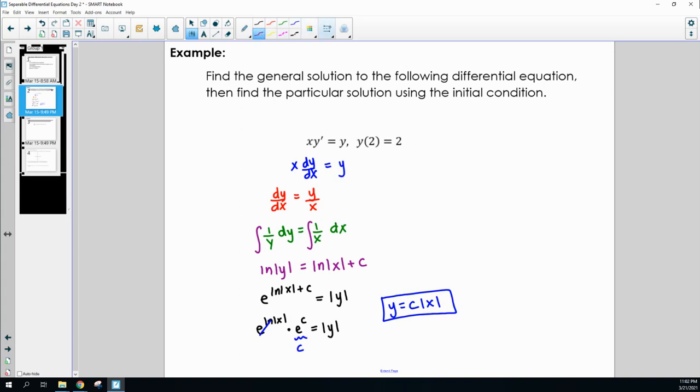So now I want to find the particular solution using the point that they gave us. They're telling us y of 2 is equal to 2. So that means we're using the point (2, 2). So at (2, 2), we're going to plug in our information into here. So we'll say 2 is y, c is going to be c, absolute value of x, which is 2. So we get 2 equals 2c, so c is just equal to 1. So our particular solution will just be y equals the absolute value of x.